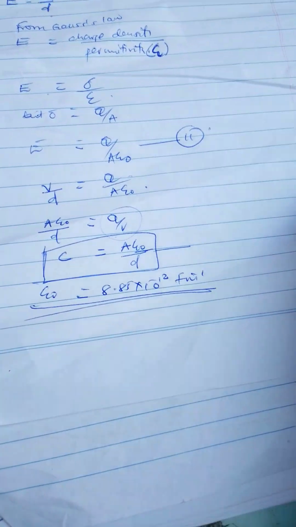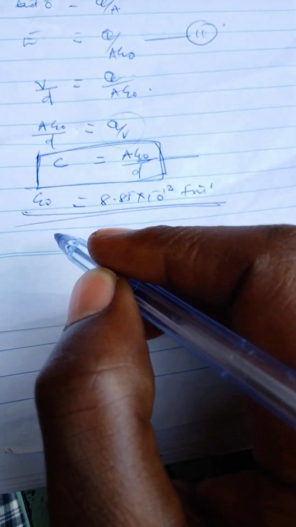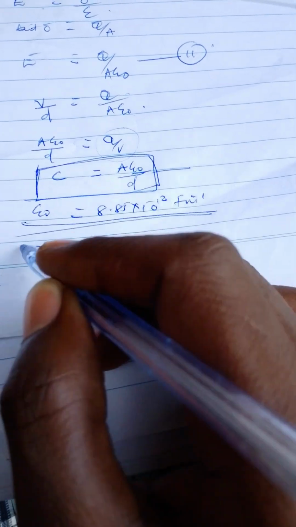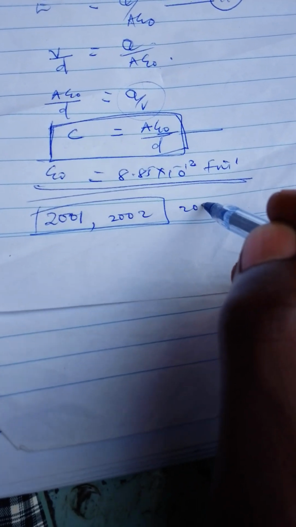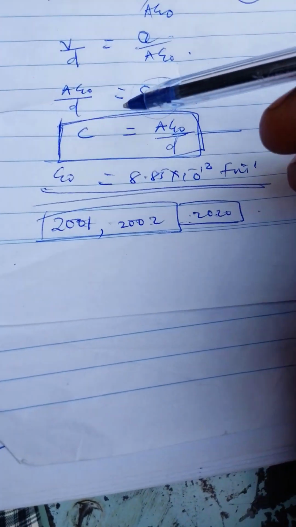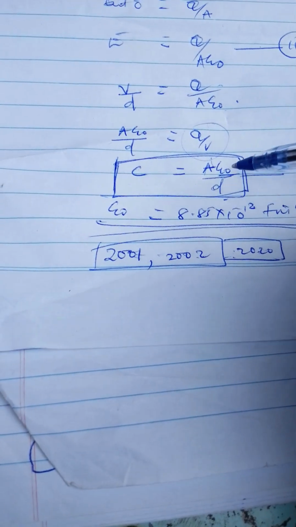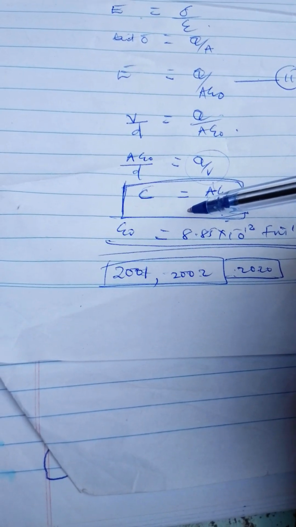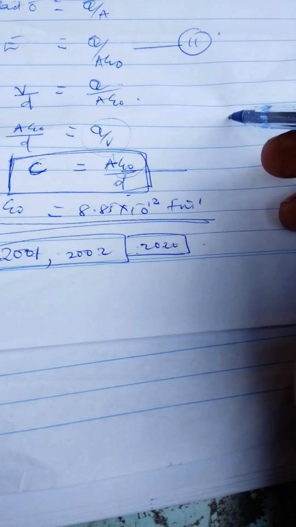There are various questions. How can they twist these questions? Like in UNEB, in the old curriculum, we saw UNEB asking this question in 2001. We also saw the question in 2001, 2002, and recently in 2020. These questions are somehow direct. They can give you the area of the plates and the distance of separation. Permittivity is a constant. They want you to determine the capacitance of that capacitor. Or if they are tricky, they can give you two variables and one unknown.